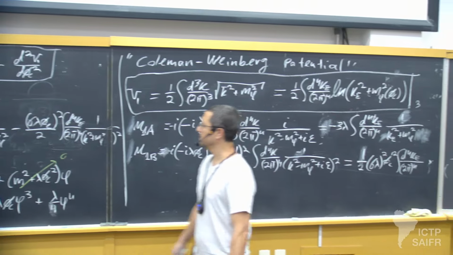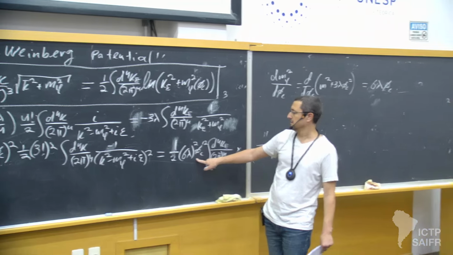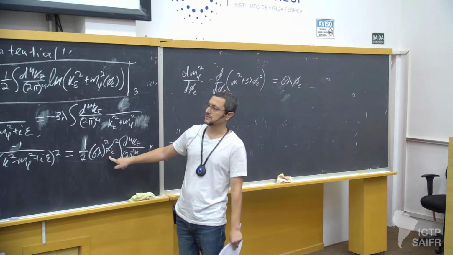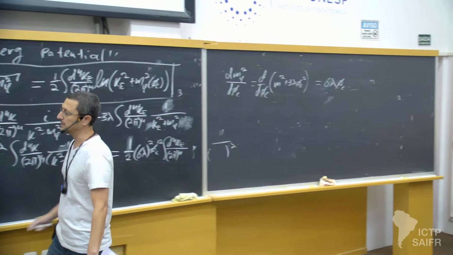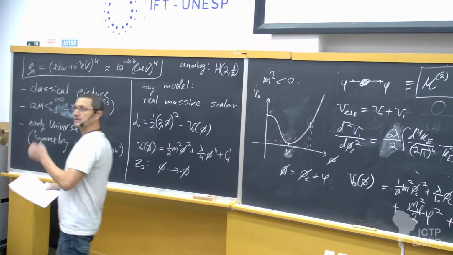So let's check one of them. Let's check this one. It's exactly the 6 lambda squared phi c squared. It's the same thing that exists here, and the propagator squared. Okay? And I'll let you be careful a little bit and do the derivatives.